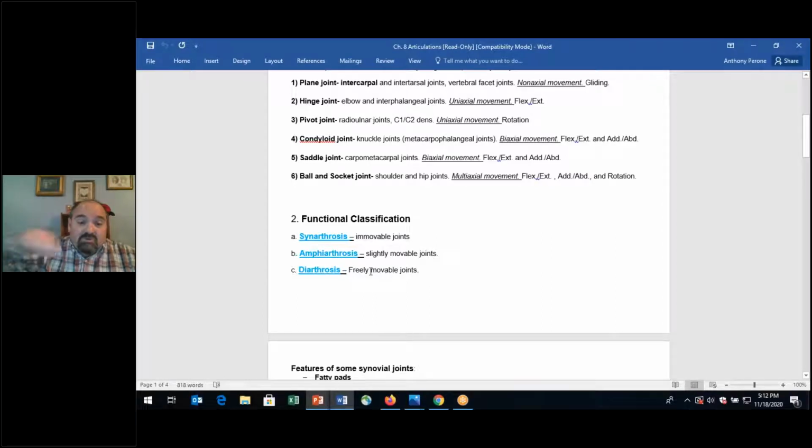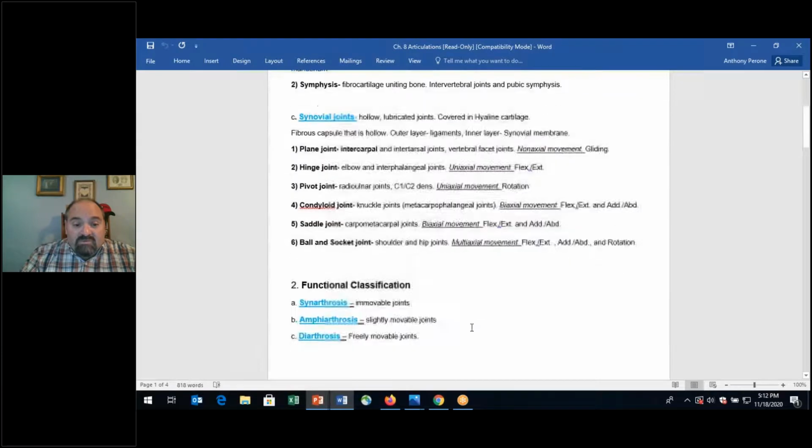So when you think of your shoulder joint, the glenohumeral joint, you think of a diarthrodial joint. When you think of the femoral head articulating with the coxal bone, you're thinking of a diarthrodial joint. These are freely movable joints. Immovable joints, you're thinking of regarding the suture joints within the skull. That would be an immovable joint.